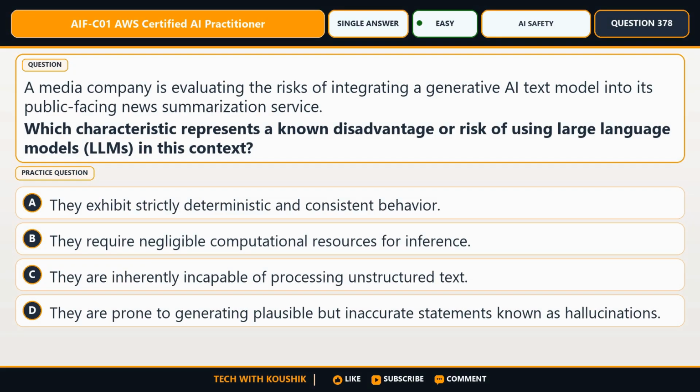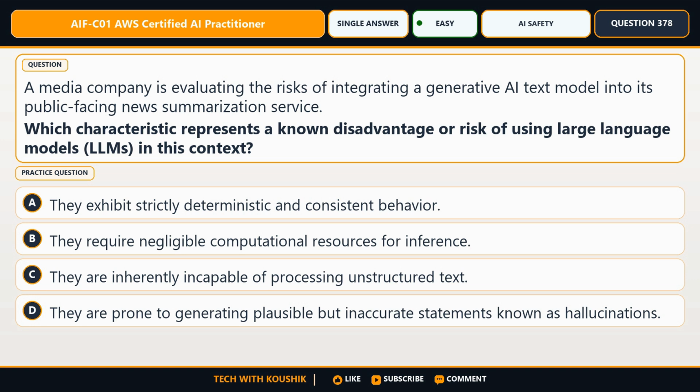Let's break down question number 378. This question moves us into AI safety. Start by separating the facts from the requirement. A media company is evaluating the risks of integrating a generative AI text model into its public-facing news summarization service. Which characteristic represents a known disadvantage or risk of using large language models, LLMs, in this context?